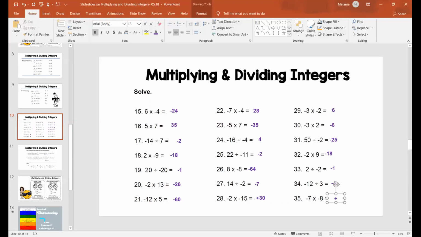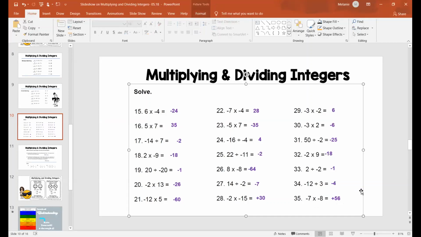7 times 8. That's that one that everyone always forgets. I like to think of this one as 5, 6, 7, 8. So the answer is 56. 7 times 8. Okay, so there we go. We've got our answers for that. If you want to screenshot it, if I went too fast or something like that, go ahead and do that so that you've got the answers there.